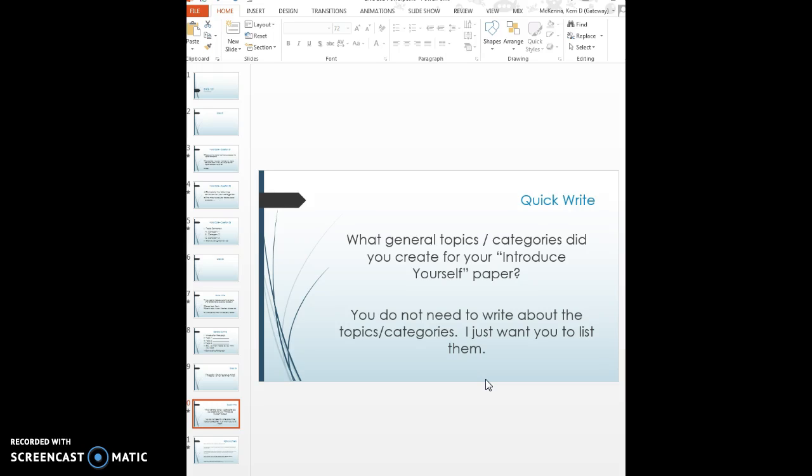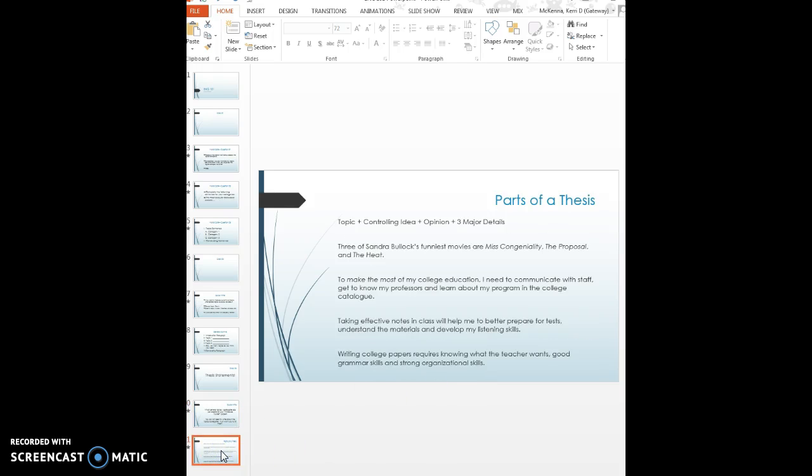After we reviewed our list, we began to focus on writing effective thesis statements. I initially had groups write down the parts of a good thesis statement. And after reviewing these parts, I showed a PowerPoint slide that restated these parts. Here's that slide for you. We talked about how it has a topic, a controlling idea, an opinion, and 3 major details.